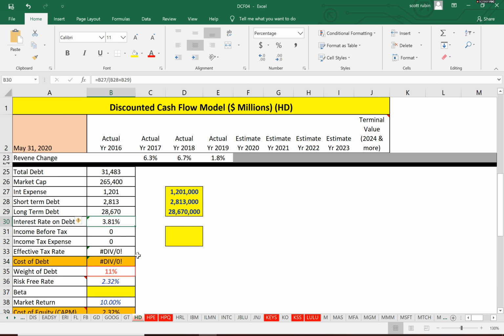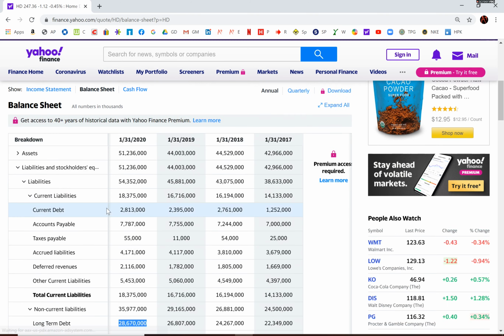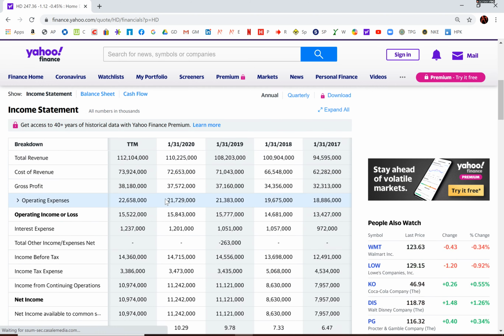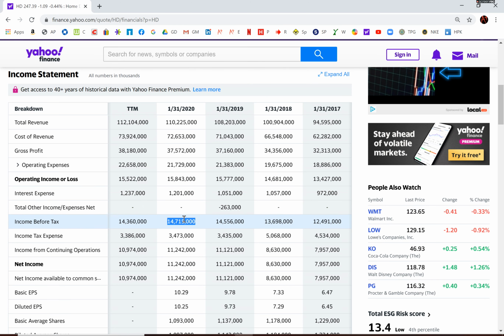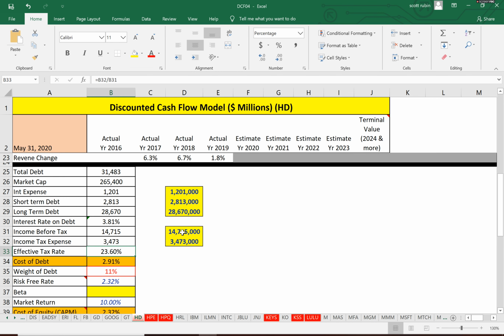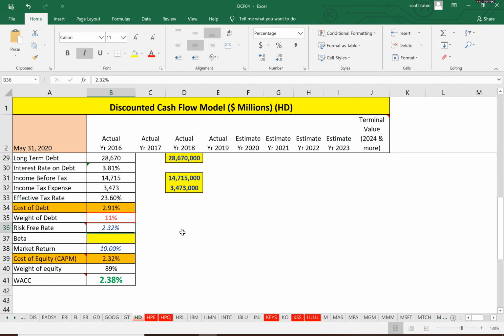So they pay 3.8% interest on their debt, but interest payments are tax deductible. So let's get the effective tax rate so we know how much to deduct. The income before tax is 14 billion, and the income tax is 3 billion. So their effective tax rate is 24%. So the cost of debt is 2.91% because you get that deduction. So the weight of the debt is 11%, which isn't too bad. You want to have a low debt number.